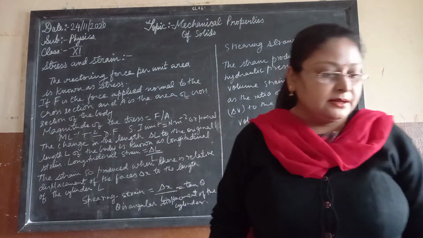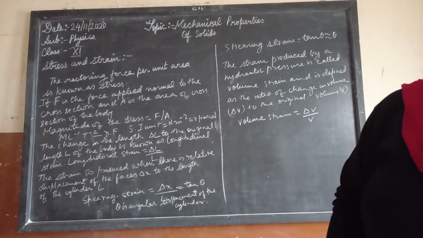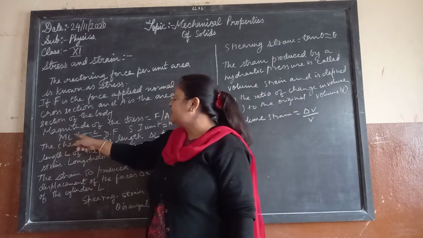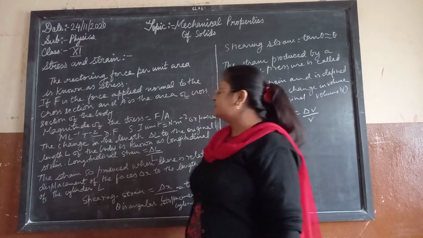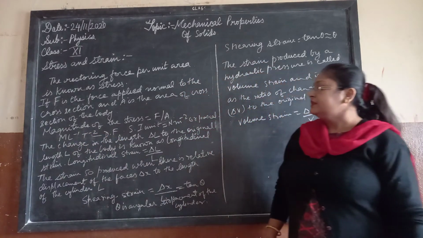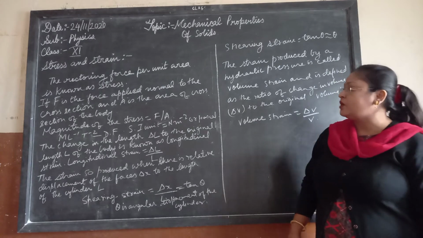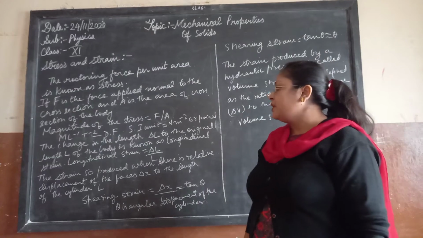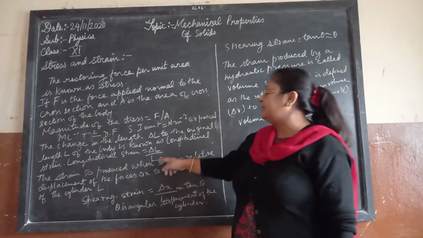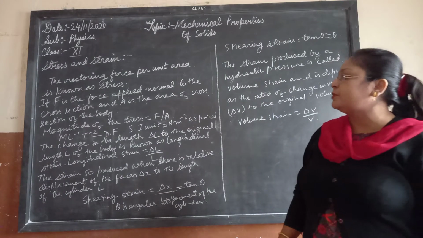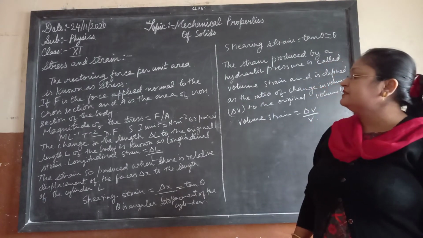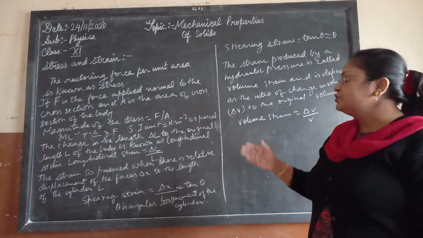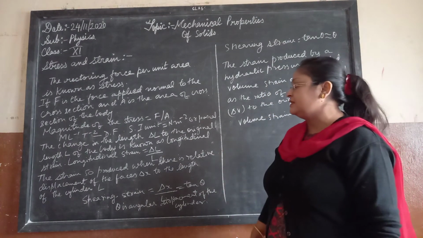Okay, so this is the SI unit of stress, and the dimensional formula is M L raised to minus 1 T raised to minus 2. The change in the length, that is del L, to the original length of the body is known as the longitudinal strain. Longitudinal strain is given by del L upon L, where del L is the change in the length of the body and L is the length of the body itself. So dividing these two values, we will get the longitudinal strain here.